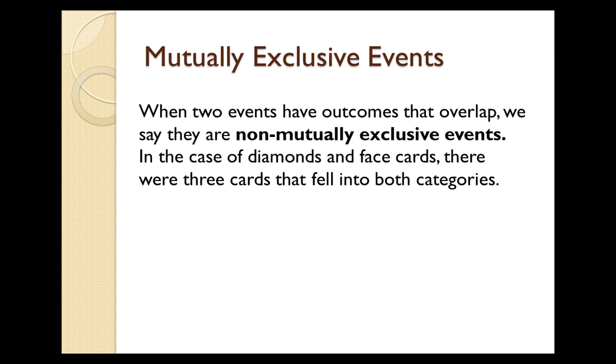Conversely, when two events have outcomes that overlap, like the diamonds and the face cards, we say they are non-mutually exclusive. In the last example, we had 3 cards: the Jack of Diamonds, the Queen of Diamonds, and the King of Diamonds that were in both categories. So those two things could happen at the same time. I could draw a card that is both a diamond and a face card. So that's the difference there.